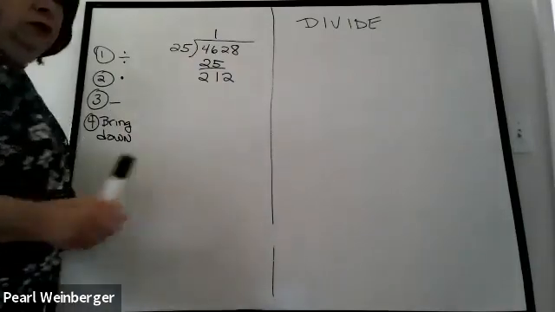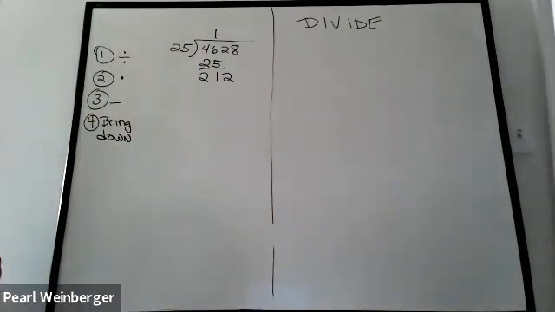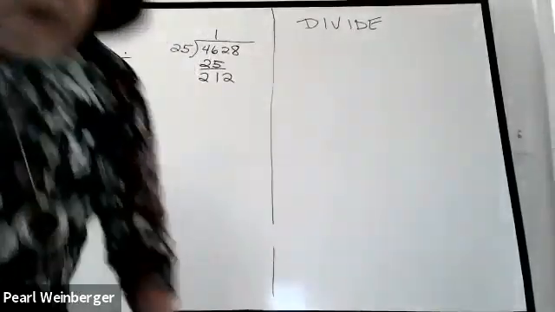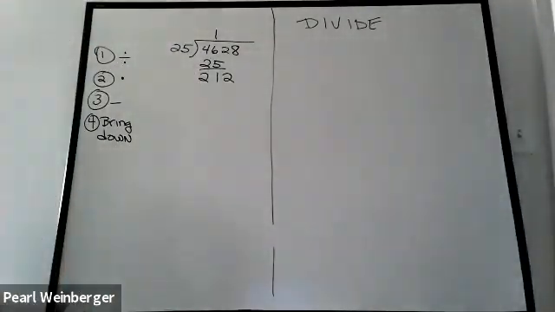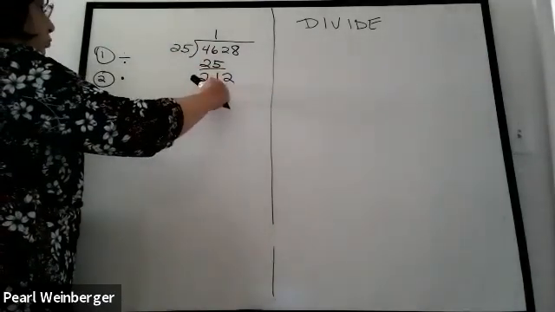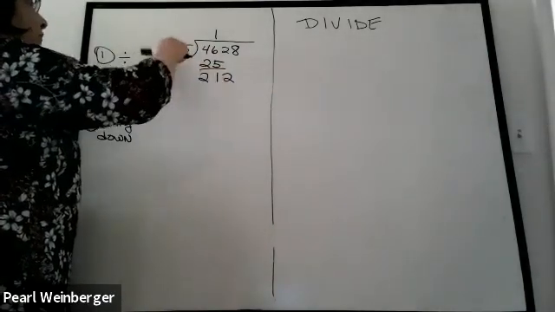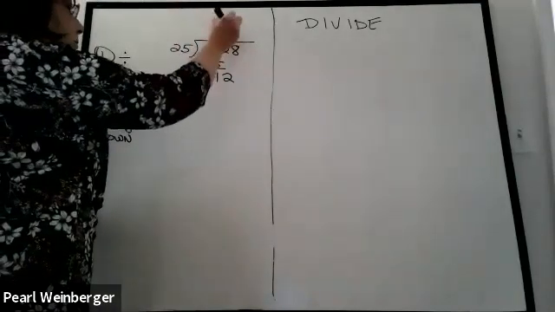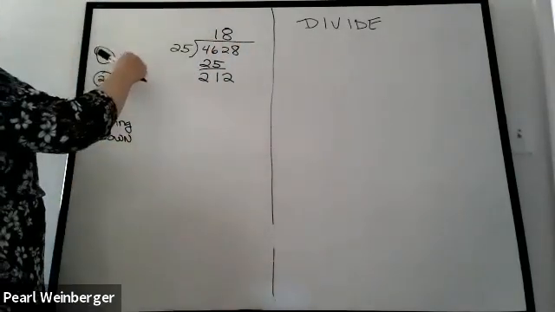And guess what? We just start all over again with what we were doing. So we start again by dividing the 25 into the 212. Now 25 into 212 I think goes about 8 times. So I'm going to put an 8 on top. So I've done the dividing.